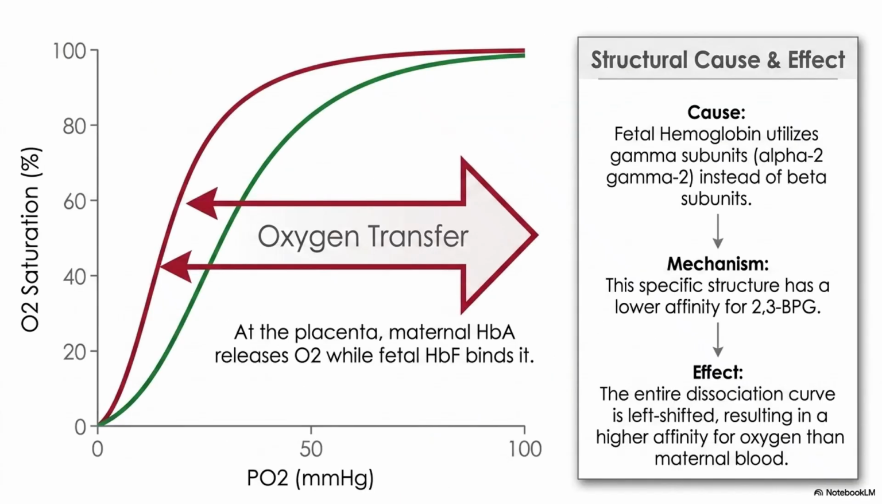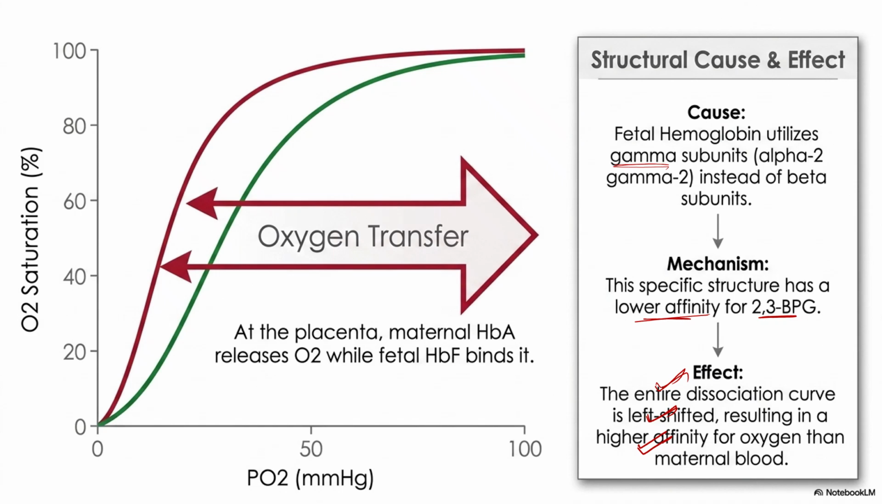Now, why the curve? If you see here, fetal hemoglobin has 2 gamma. Right now we focus: it has 2 gamma, not 2 beta. Because of which it has low affinity for 2,3 BPG. And what is the effect? The entire curve is left shifted because it has high affinity for oxygen than maternal blood.